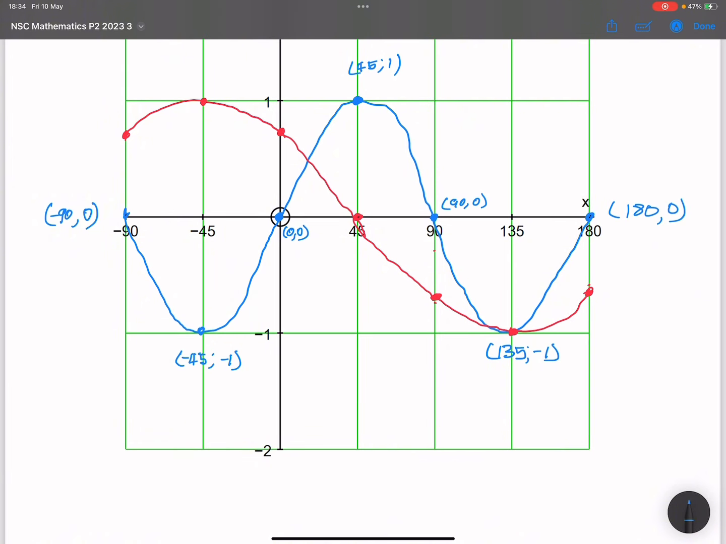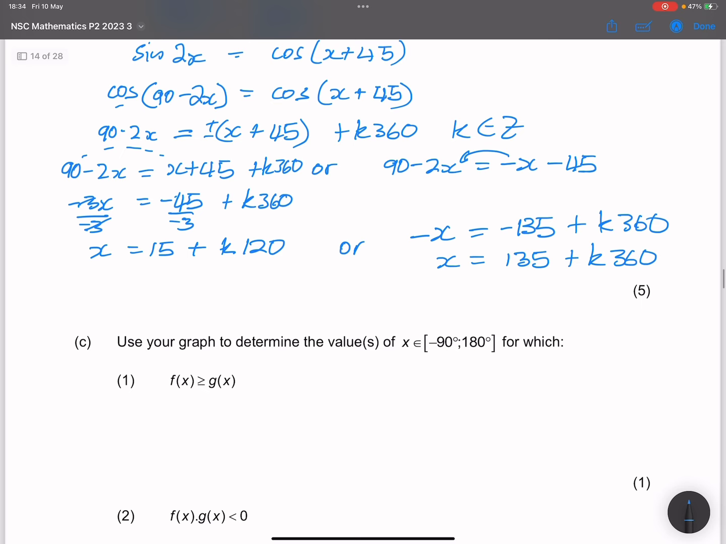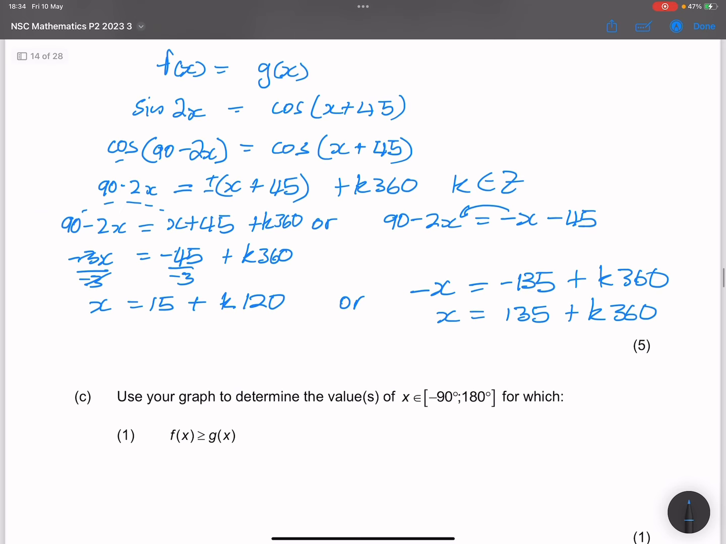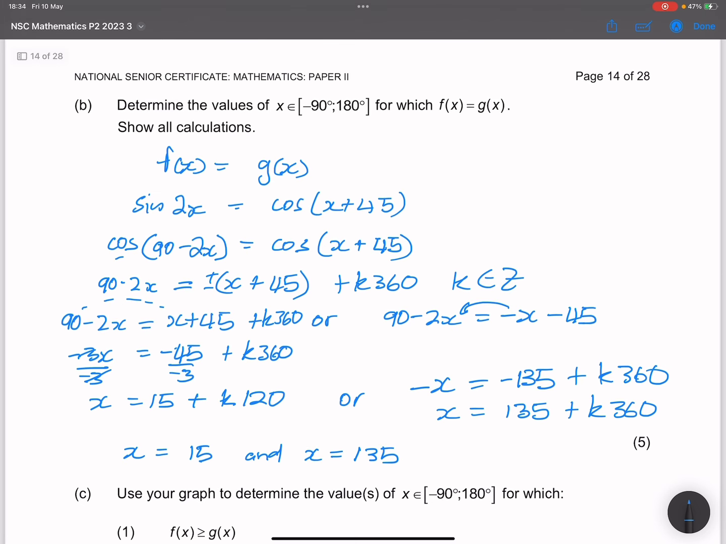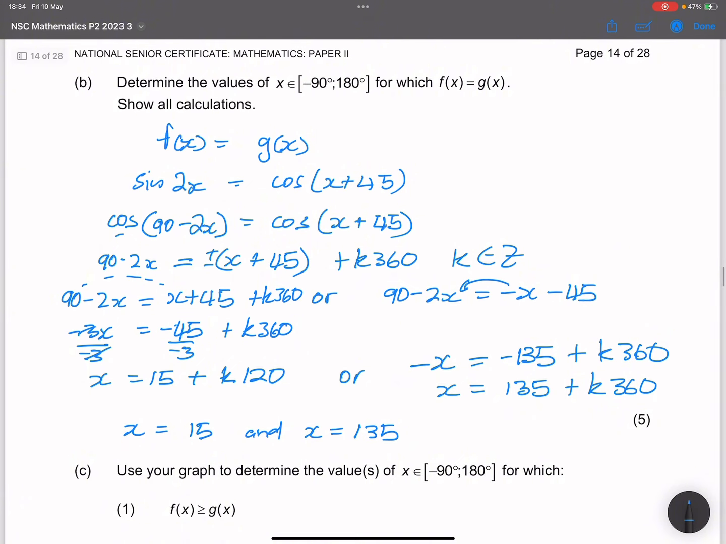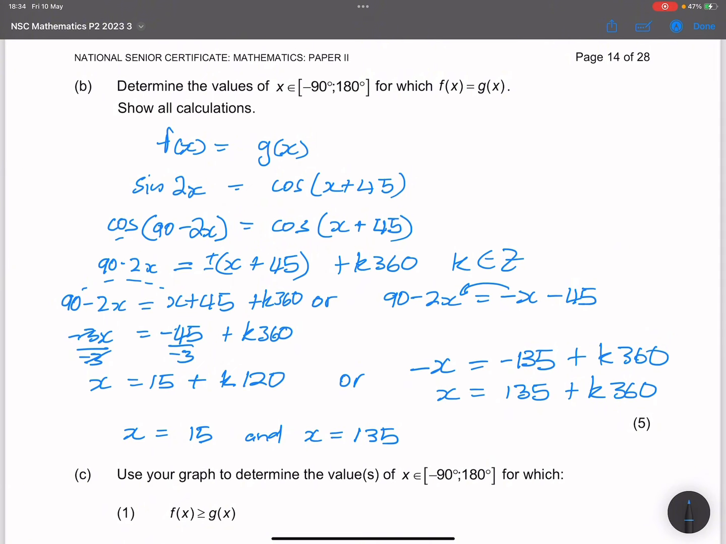So this must be 15, right? So which means x would be equal to 15 and x is equal to 135. Okay, so we are looking for those x values over there. They said we must determine only the values of x.